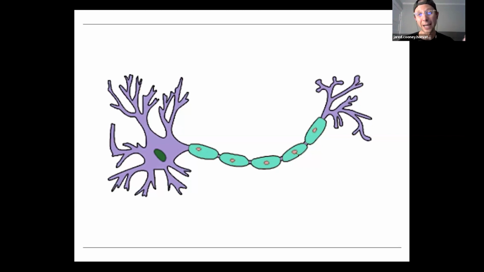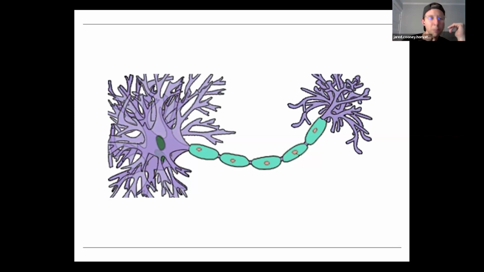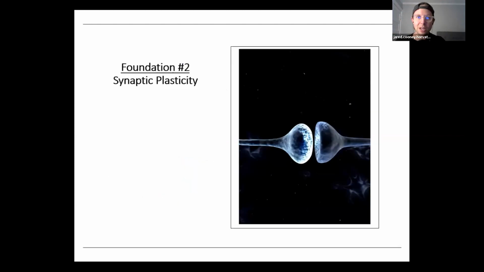Now, what's changing in there? Are we getting more or less neurons? No, it's the synapses. You get more or less output points, more or less input points. The way your brain communicates is always changing based on your thoughts, based on your actions. So foundation number two is this idea of synaptic plasticity, that our brain is changing.